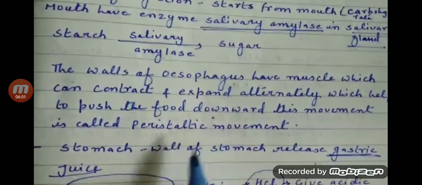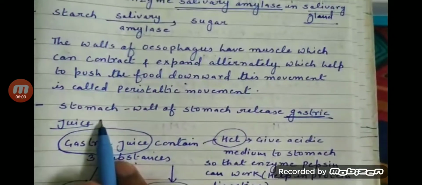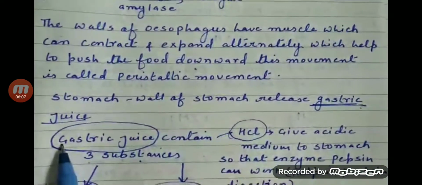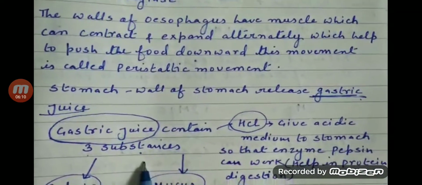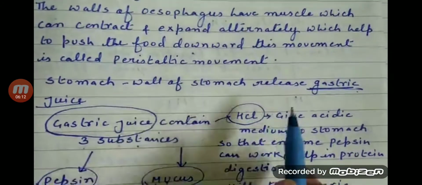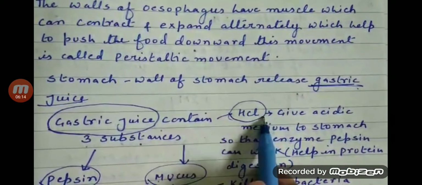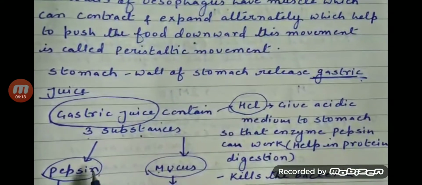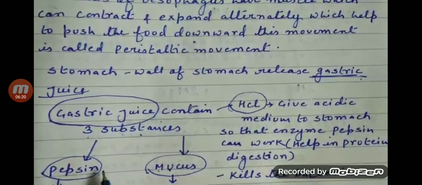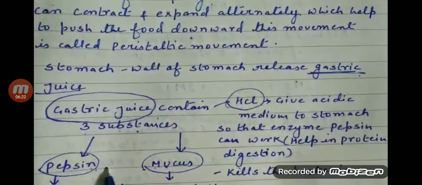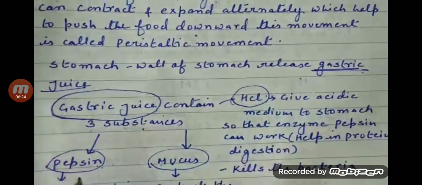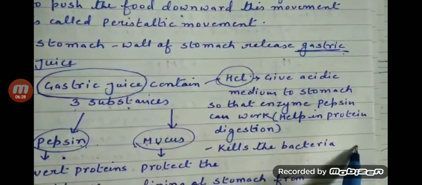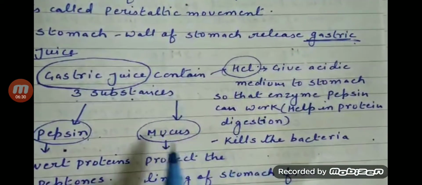After the esophagus, the food reaches the stomach. The wall of the stomach contains the gastric juice. The gastric juice has three substances. One is HCl that provides the acidic medium for the function of pepsin, because pepsin is an enzyme which cannot work in the basic medium. It works only in the acidic medium. So the HCl provides the acidic medium to the pepsin. Secondly, it kills whatever bacteria reach the stomach.